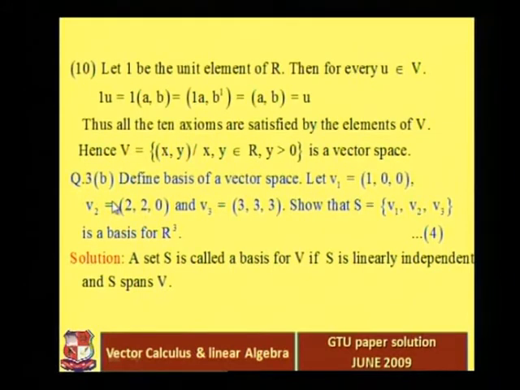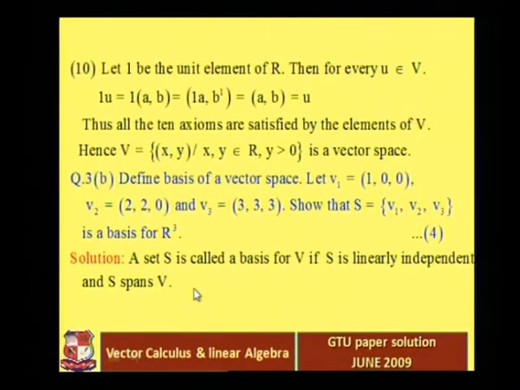Define basis of a vector space. Let V1 is equal to (1, 0, 0), V2 is equal to (2, 2, 0), and V3 is equal to (3, 3, 3). Show that the set S, which contains V1, V2, V3, is a basis for R3. So here we want to prove that these 3 vectors V1, V2 and V3 are basis vectors for R3.